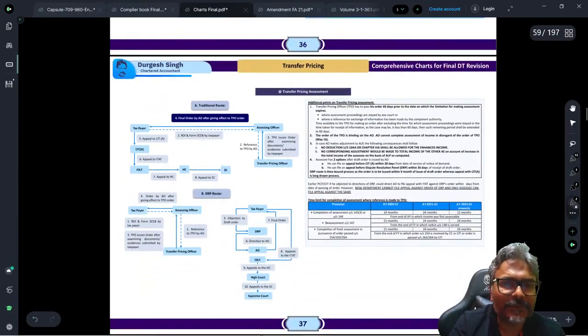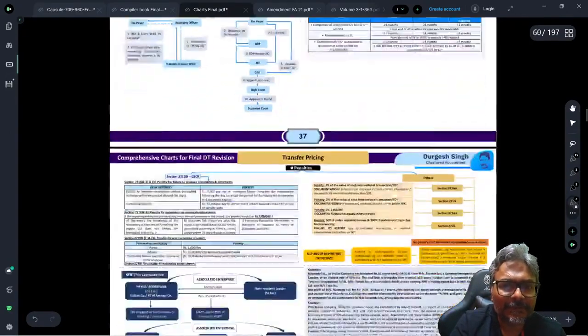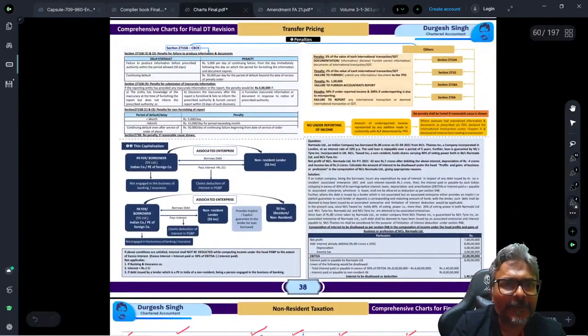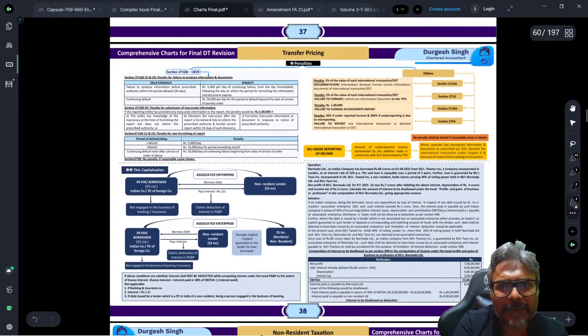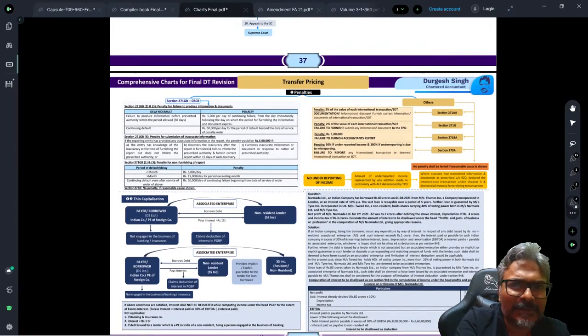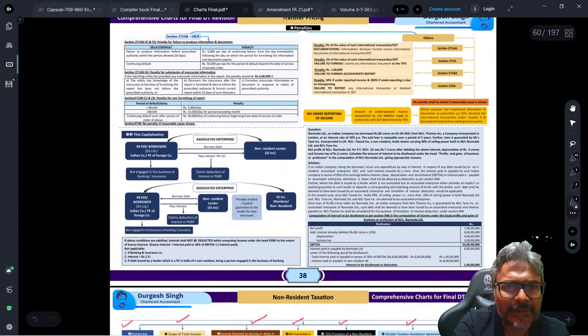Now, in this regard, students, we have dealt with this particular part all throughout. Thin capitalization, I'll just quickly run through this. Okay, before that, students, I can just go through the penalty part. Penalty and thin capitalization, the last slide of transfer pricing.